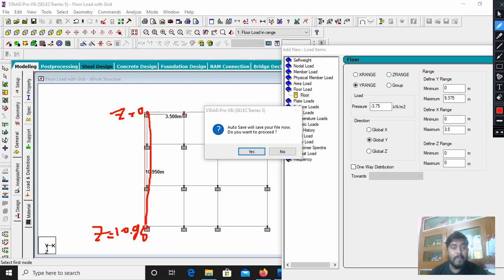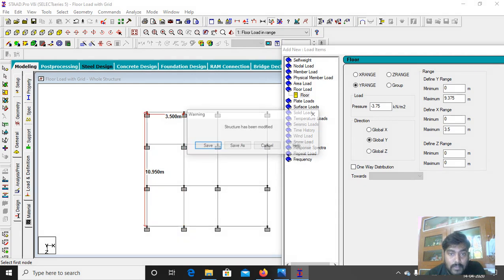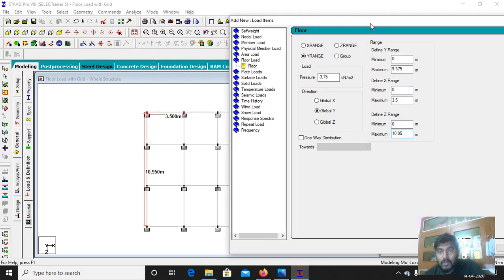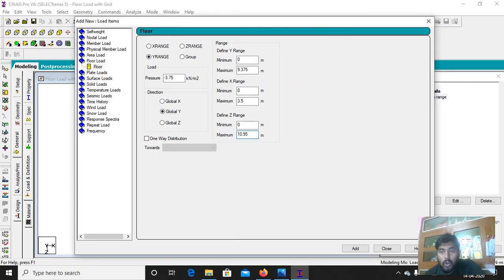That means from here to here the load will be acting, and the x range is 0 to 3.5, so here to here. So all this range will be loaded, not extra from there, only this plate will be loaded. So let us put the values. Yes, so the z range will be 0 to 10.95. Okay, so let us check if the load is acting or not.